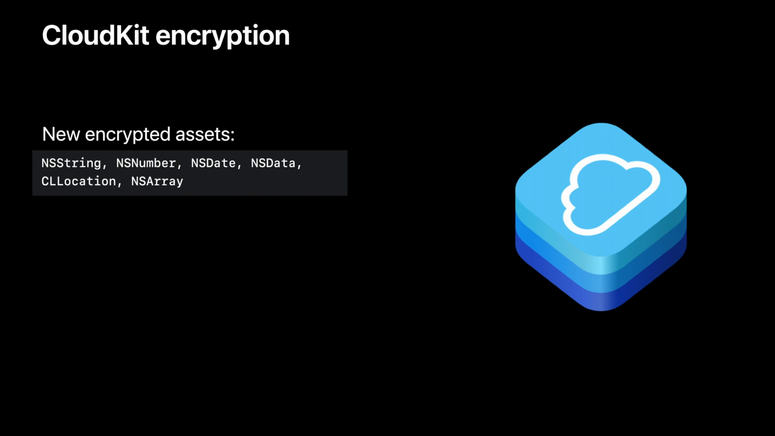You have always been able to have CK assets automatically encrypted at rest with CloudKit. In iOS 15, we provide functionality so you're able to have other data types similarly protected with strong encryption by just calling a function. This means that where you were previously handling encryption of user data yourselves, now we will provide the encryption and key management for all data types stored in iCloud. We're now supporting strings, numbers, dates, CL location, and arrays.